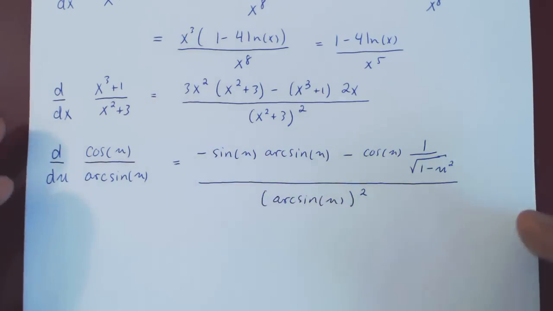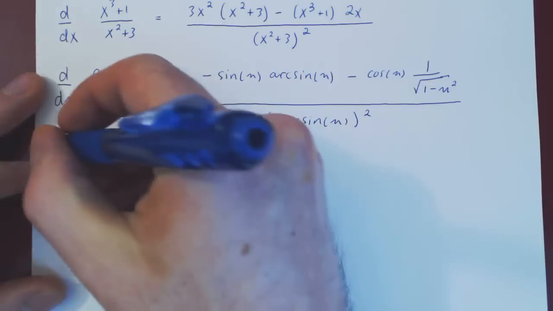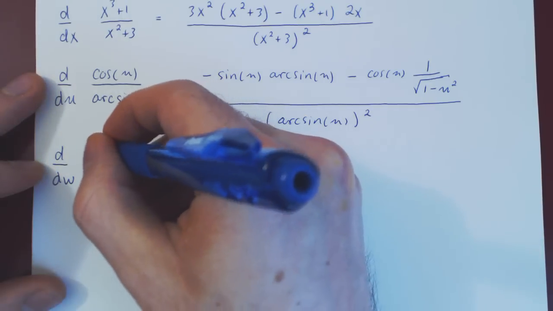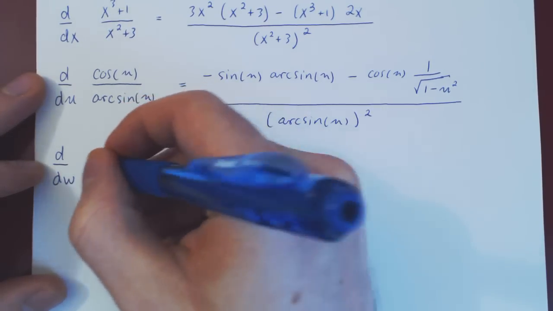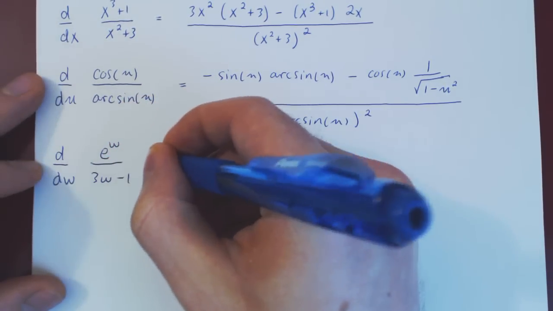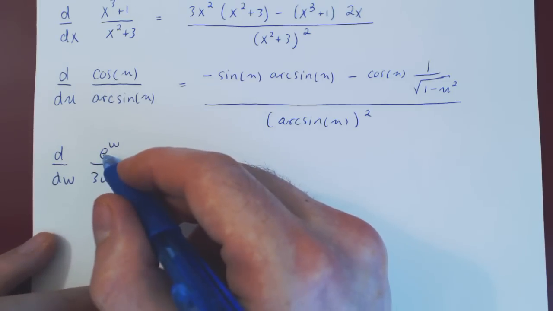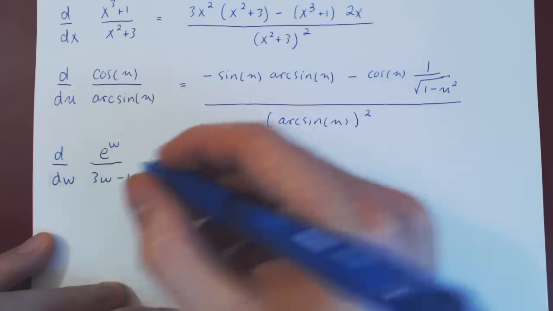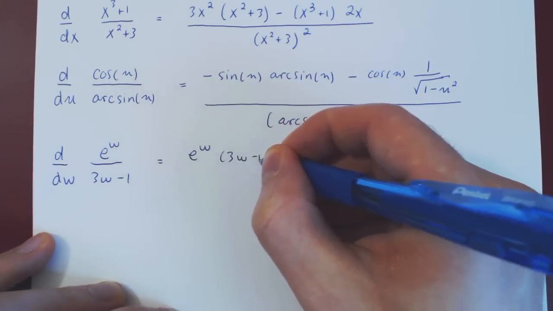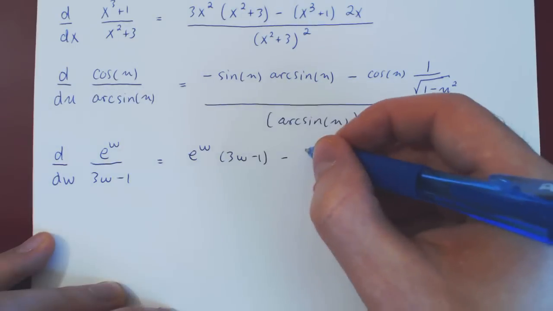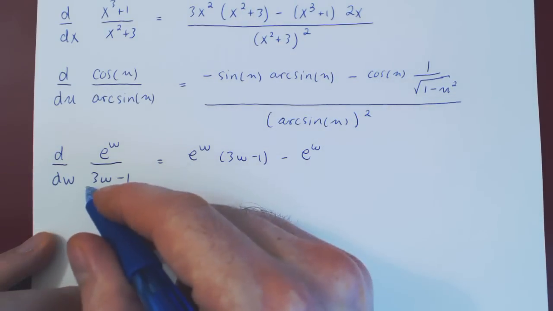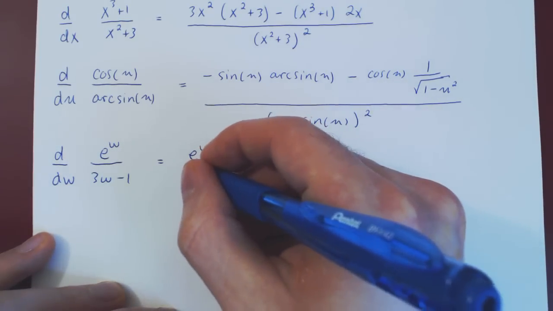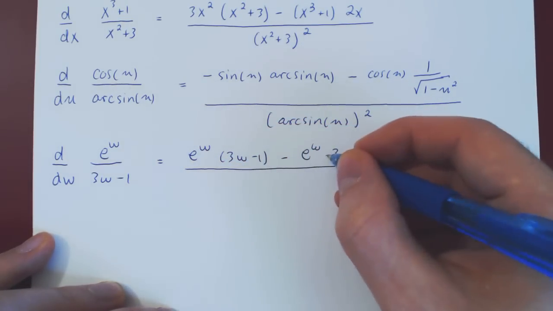Let's consider now one last example. What if we differentiate now with respect to w, e to the w over 3w minus 1. So the derivative of the natural exponential is itself times 3w minus 1 minus the numerator times the derivative of this function, which is 3, over 3w minus 1 all squared.